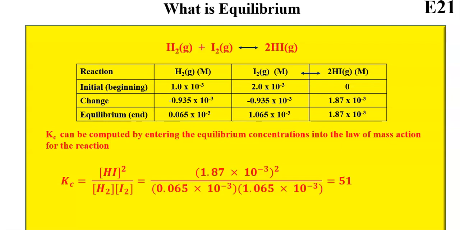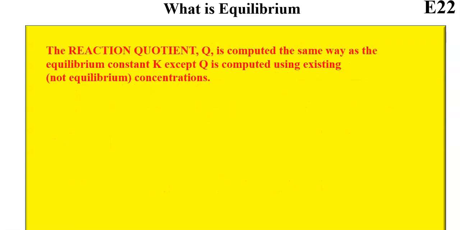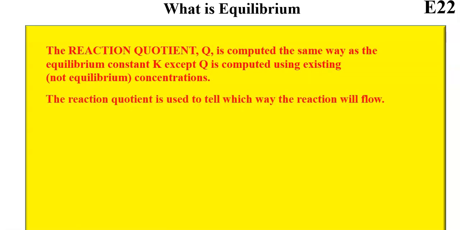But what if we started off the reaction with some other concentrations, different from those? We see that the equilibrium in this reaction is 0.065 for H2, 1.65 for I2, times 10 to the negative 3, and 1.87 times 10 to the minus 3 for the HI. So what if we had concentrations other than those? Then that would be how you would calculate Q, and by comparing Q to K, you can tell which way the reaction will move. So the reaction quotient is used to tell which way the reaction will flow.